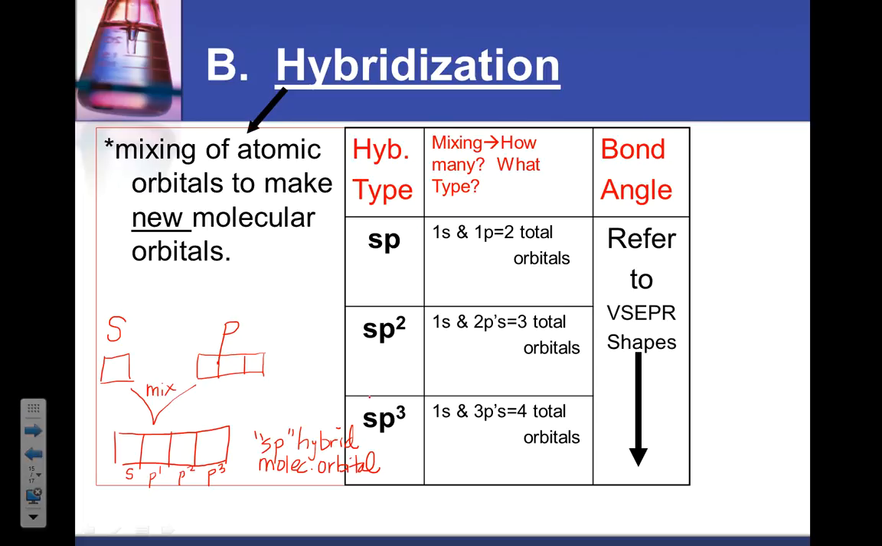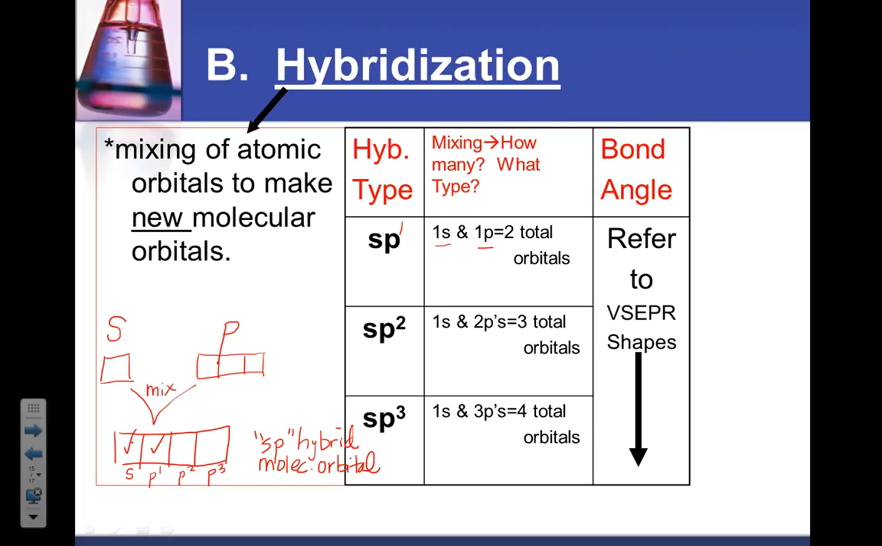So there are 3 hybrid types that we need to be familiar with: SP1s, SP2s, and SP3s. In the second column here, you'll see where I have mixing, how many are mixing, and what type. So in the sp orbital, you're mixing one of your s orbitals and one of your p subshells. That's 2 total orbitals. Think of these subshells as like rooms in a house. So there's 4 total rooms down here: 1, 2, 3, 4. If you utilize only one of your s and one of your p orbitals, we call that a sp orbital.